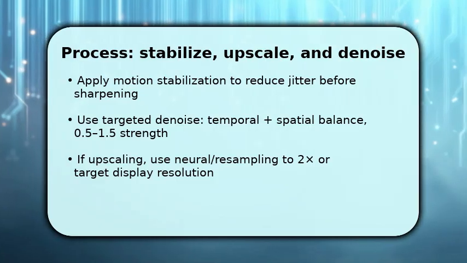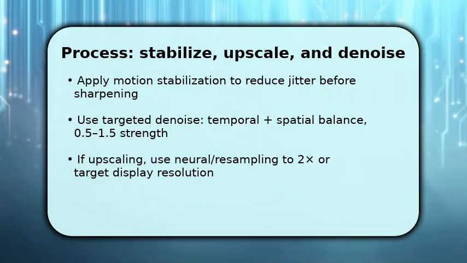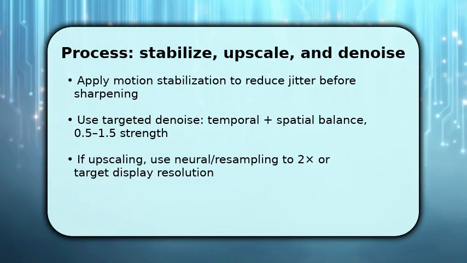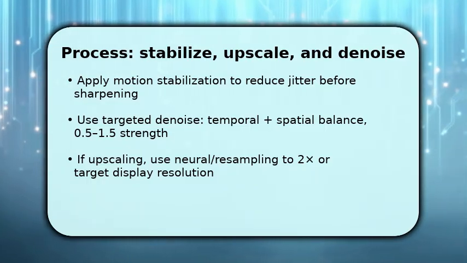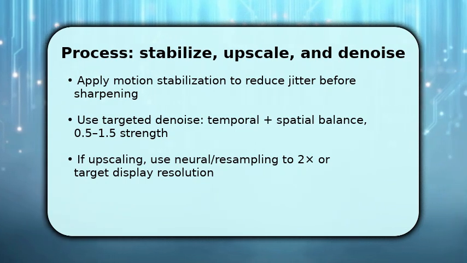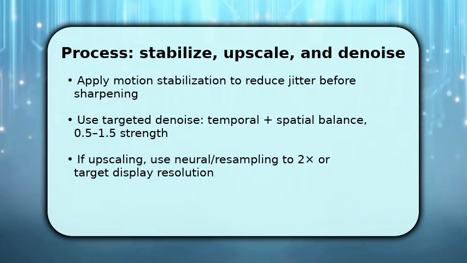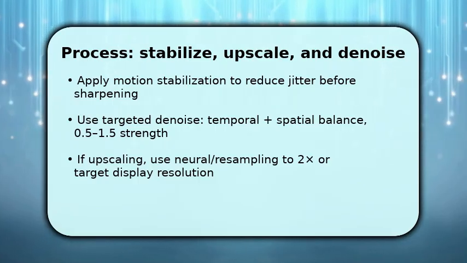texture. If you need higher resolution, upscale with a neural resampler or quality algorithm to 2 times or to your target display. This reduces jagged edges and makes sharpening safer. Then apply subtle sharpening to restore micro-contrast without amplifying noise.